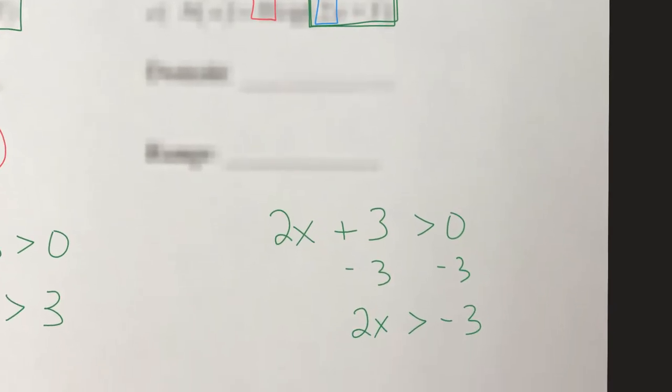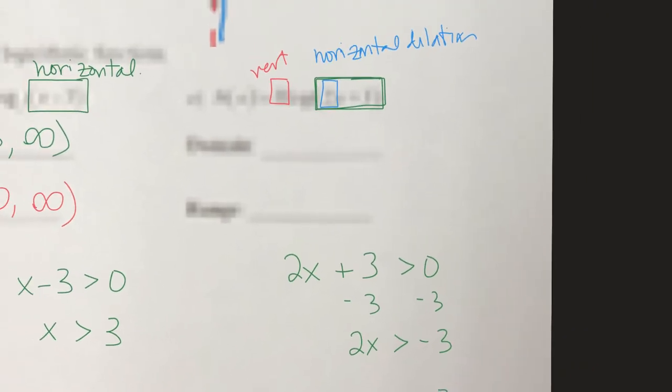So 2x has to be greater than negative 3. X has to be greater than negative 3/2. Okay, or if you want, negative 1.5 as a decimal, if that's what you're into. Okay, so our domain is from negative 3/2 to infinity. As long as my x value is bigger than negative 1.5, I will have a positive log to take. And then the range is no change in the range.